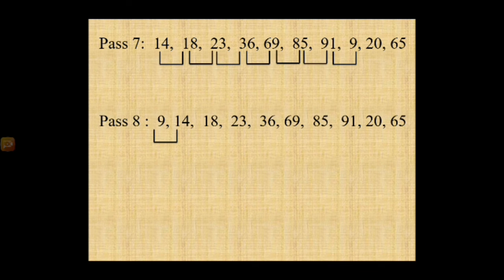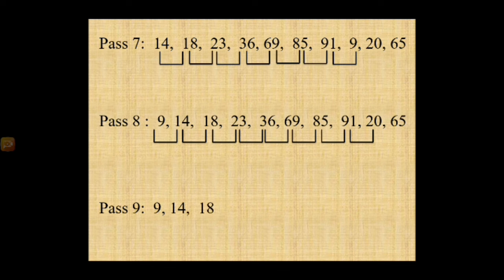In pass 8 we compare 9 and 14, 14 and 18, 18 and 23, 23 and 36, 36 and 69, 69 and 85, 85 and 91, 91 and 20. So 20 is shifted to the fourth position. The array becomes 9, 14, 18, 20, 23, 36, 69, 85, 91, 65.